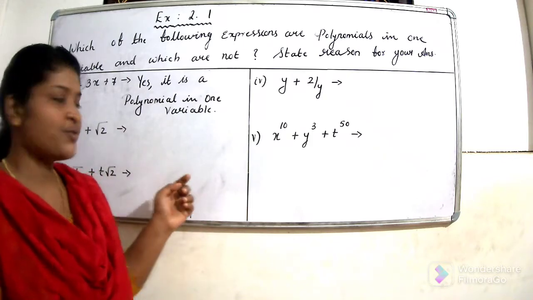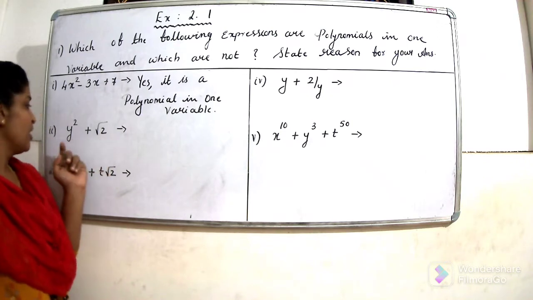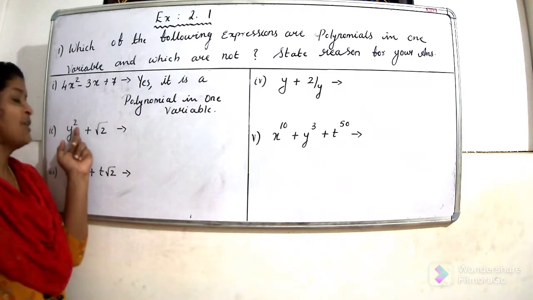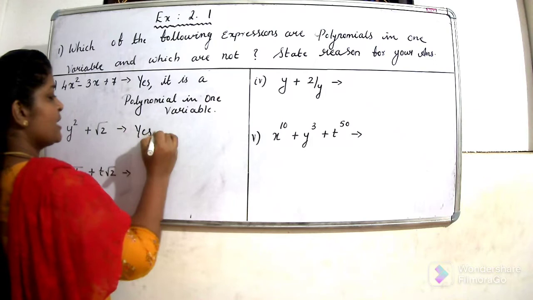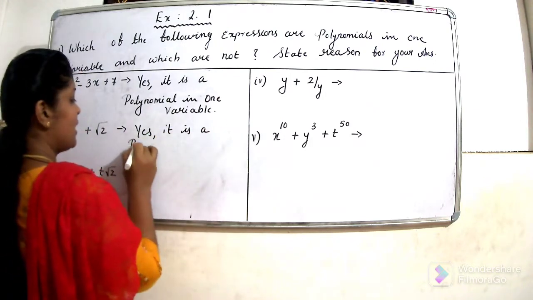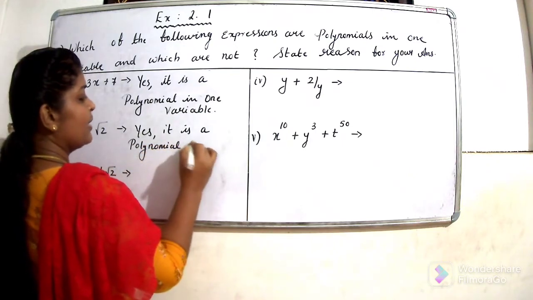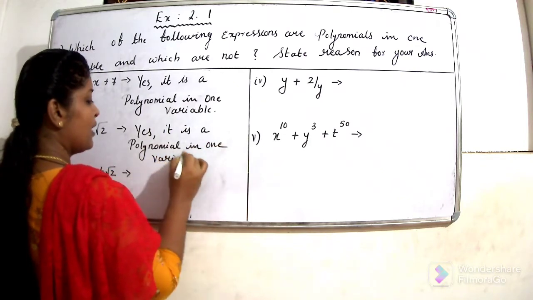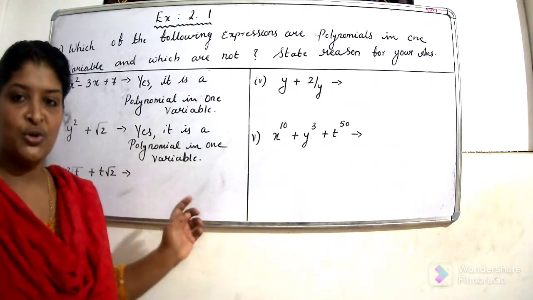Now come to the next question. y square plus root 2. Here there is only one variable, that is y, and y's power belongs to the whole numbers. So we can say yes, it is a polynomial in one variable. So this is the answer for that. Now move on to the third question.